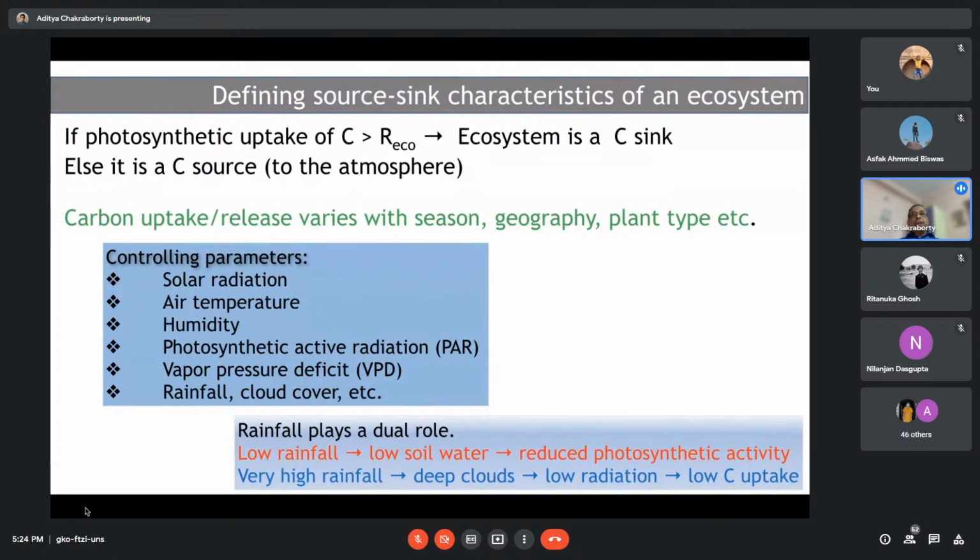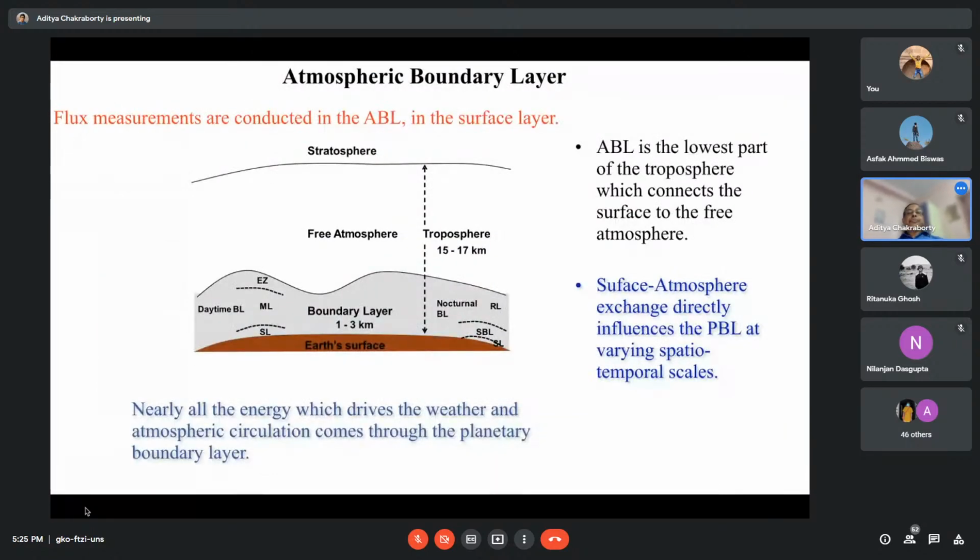And the other way, when it rains very heavily, it may also damage the stomata, through which carbon dioxide is absorbed. So due to some damage in stomata, the photosynthetic process may also be reduced. So that's why rainfall plays a dual role, and I will discuss a little more detail later in my talk how exactly it controls the photosynthetic processes.